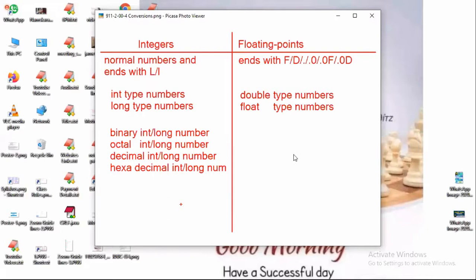Do you have decimal floating point number? Yes. Okay. Do you have hexadecimal floating point number? Yes. Hexadecimal floating point number also you can mention by using suffix P. Search in the Google, you will find.